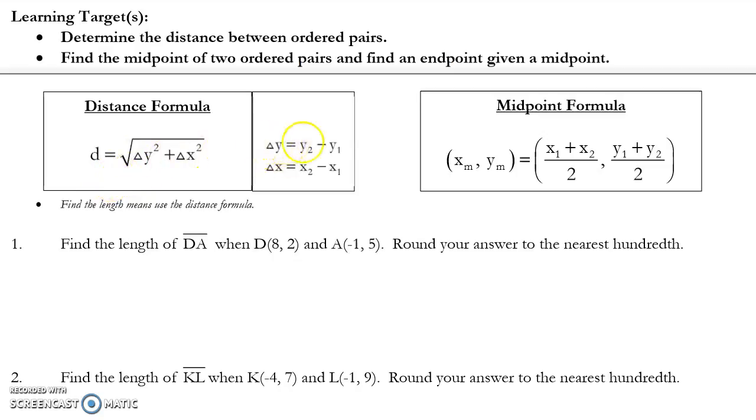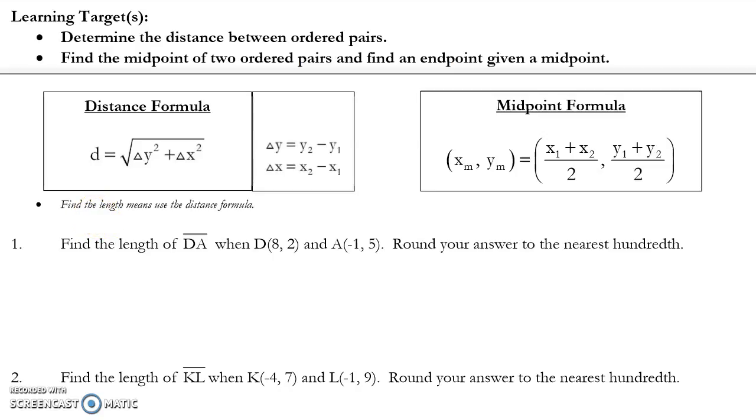Keep in mind, change in y is y2 minus y1 and change in x is x2 minus x1. And also keep in mind that the distance formula is used when we're finding length. So if the directions say find the length between 2 points, it means use the distance formula.